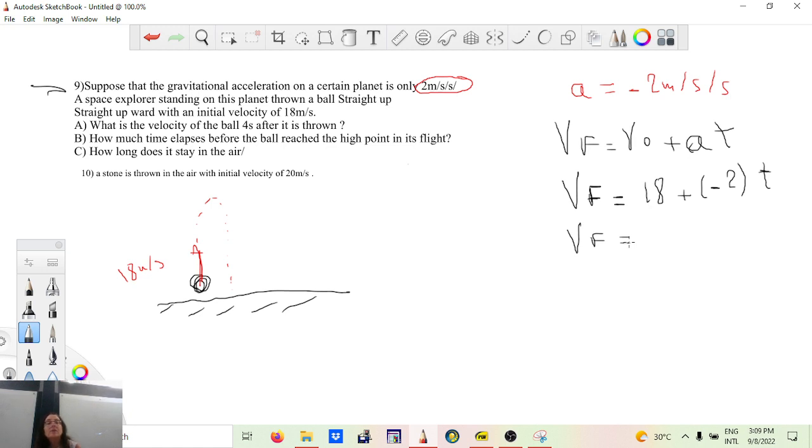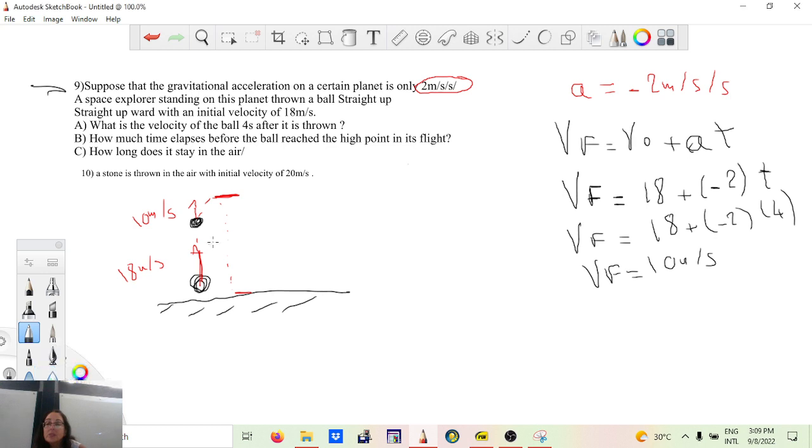So after, what is it, 4 seconds, how fast is it going? Then do you all agree with that? And it's going up. So it's, I don't know, it's somewhere here. So now, how can we find the highest point?